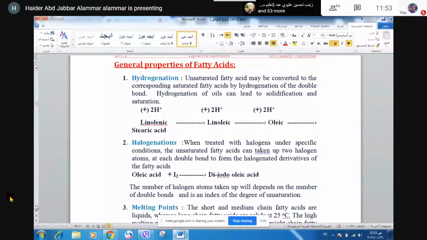This is called hydrogenation. Regarding halogenation, I don't want to take too long, just concentrate with me.